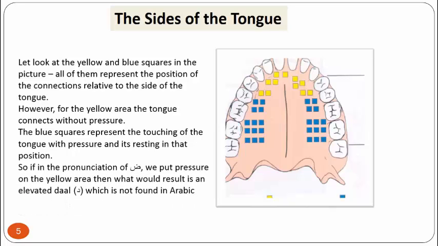So, if in the pronunciation of Daad we put pressure on the yellow area, then what would result is an elevated Dal, which is not found in Arabic. There is no elevated Dal in Arabic. Dal is a flat letter. The elevated letter is Daad. So the squares in the picture of the Hanaq al-A'la are really a representation of where the tongue would be when the Daad is pronounced, inshallah, and the pressure areas and where pressure should not be applied.